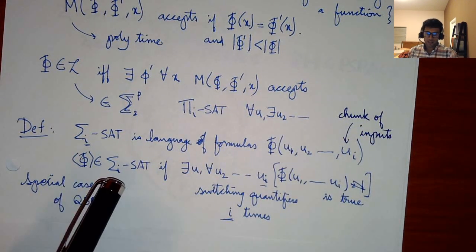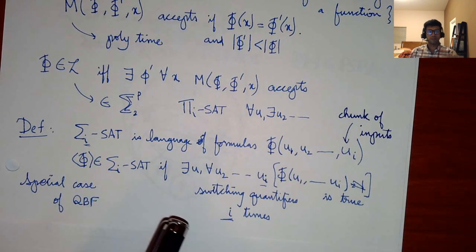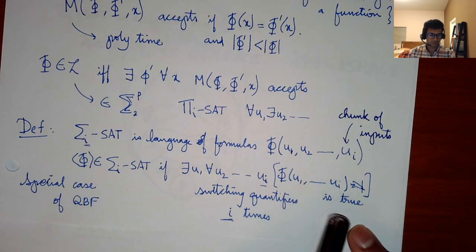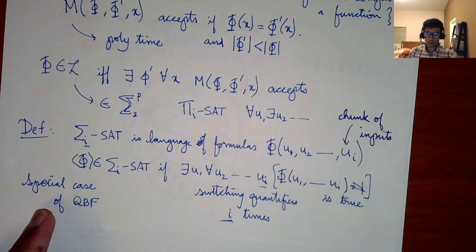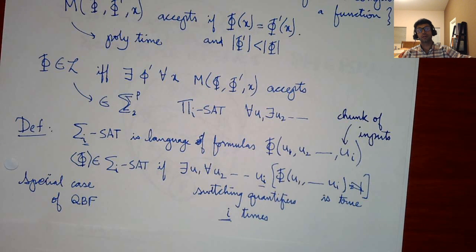So phi is in pi I sat if there exists a u1 such that for all u2 there exists a u3, so on and so forth, switching quantification I times, such that phi of u1 up to ui is true. Again, if I is equal to 1, this is just sat, the normal version of satisfiability. This is a special case of quantified Boolean formula. If I basically had arbitrarily many quantification switches, arbitrarily many quantifiers, then that gives me quantified Boolean formula, QBF.